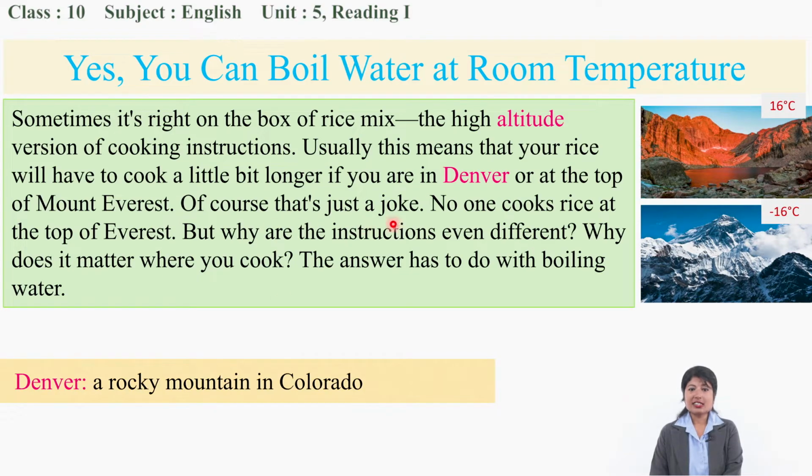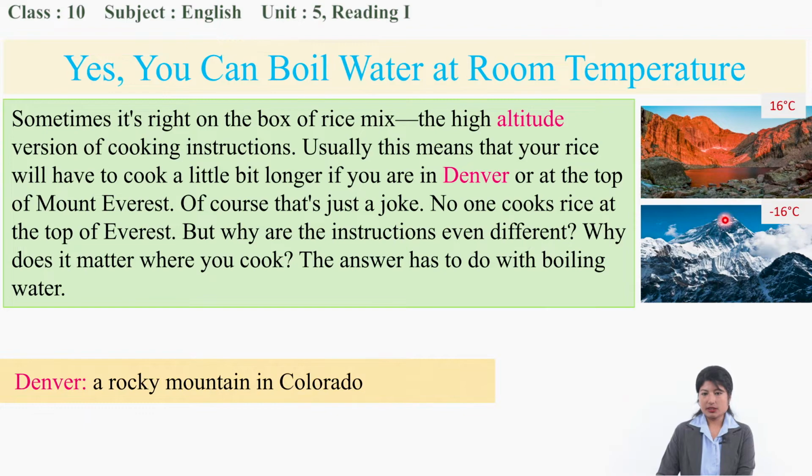So of course that's just a joke. Do we go to Mount Everest to cook rice? Of course not, right? No one cooks rice at the top of Everest, but why are the instructions even different? And why are these instructions given? Why does it matter where you cook? Does it matter where you cook? The answer has to do with boiling water.